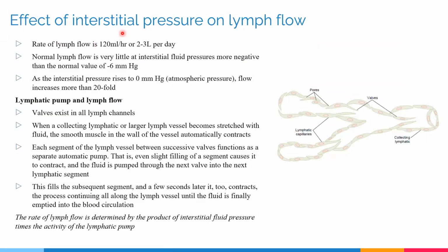Next, we look into the effect of interstitial pressure on lymph flow. The rate of lymph flow is 120 milliliters per hour or 2 to 3 liters per day. Normal lymph flow is very little at interstitial fluid pressure more negative than the normal value of minus 6 millimeters of mercury. So as we have just seen, interstitial pressure is slightly negative, but if interstitial pressure decreases to a more negative value, then lymph flow will also decrease. As interstitial pressure rises to 0 millimeters of mercury, atmospheric pressure, flow increases more than 20-fold.